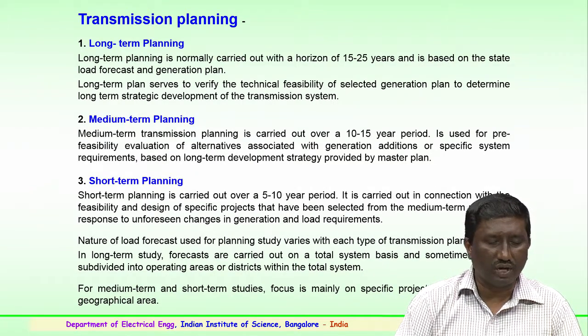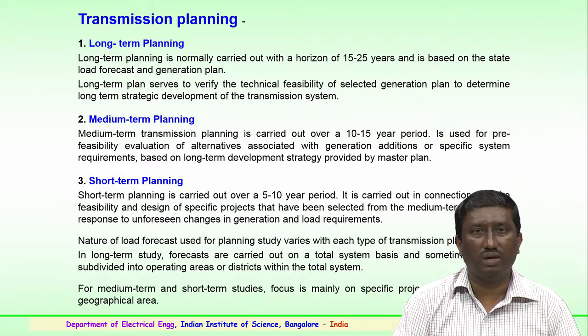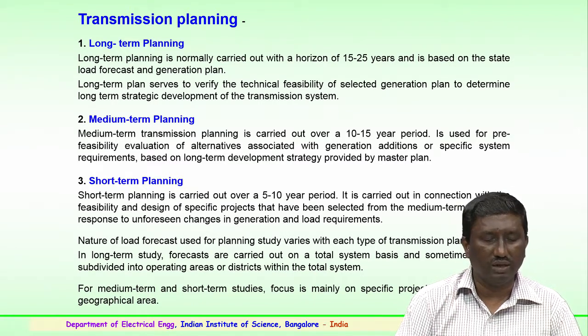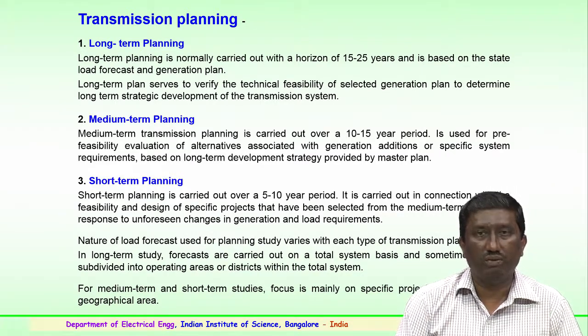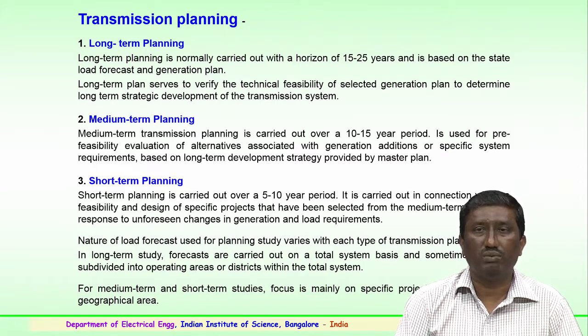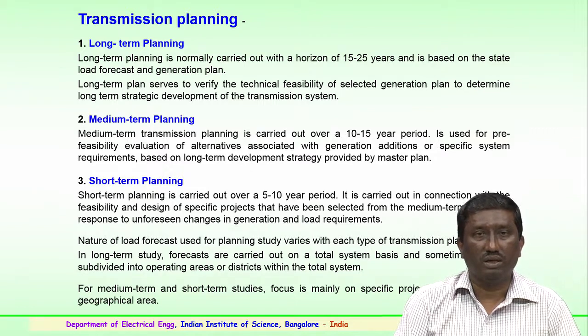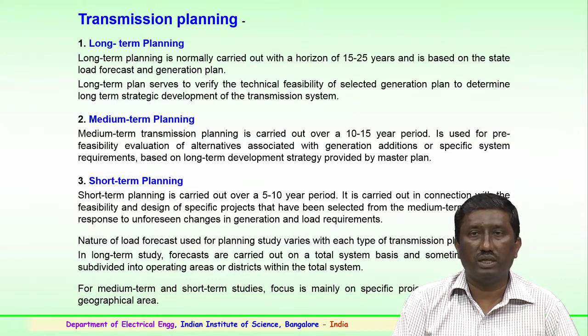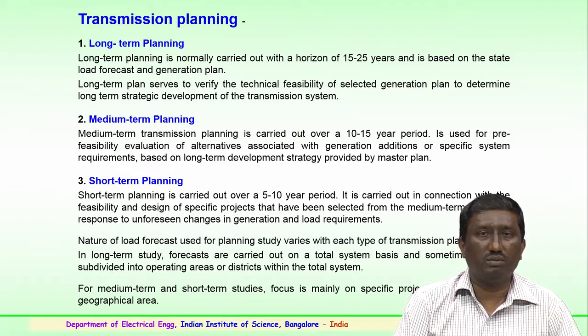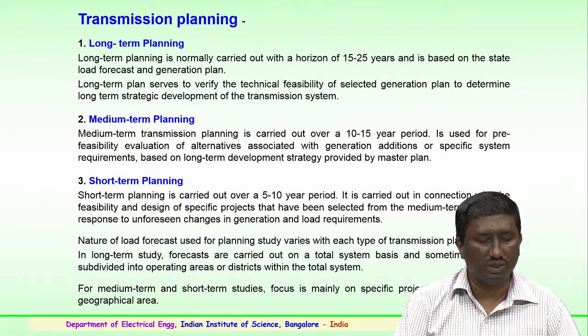So, for transmission planning we have 3 important aspects which are to be planned. Long term planning is essentially carried out with a horizon targeting 15 to 25 years, and is based on the state load forecast and the generation plan for that area or particular region. The long term plan serves to verify the technical feasibility, a very important aspect, of the selected generation plan, and this determines the long term strategic development of a transmission system.